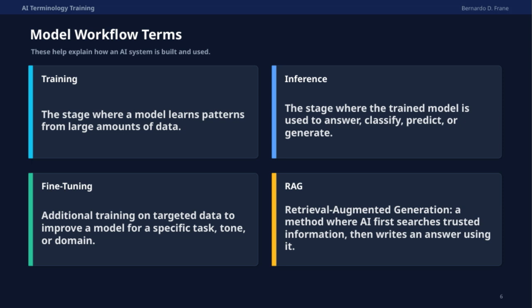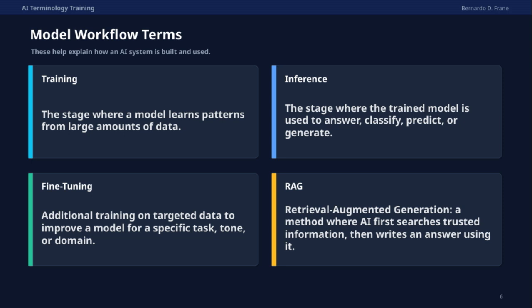Next, we have fine-tuning, which involves additional training on specific data to make a model better suited for a particular task, tone, or domain. This customization makes the AI more effective in specialized areas. Then, there's inference, the stage where the trained model is actually used to answer questions, classify data, make predictions, or generate content. It's the application phase.